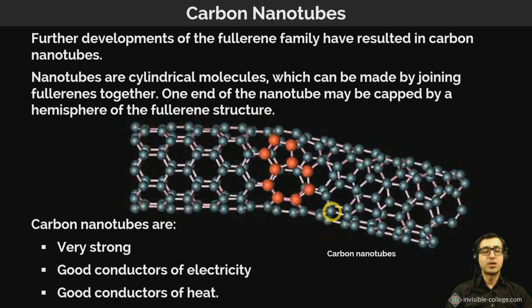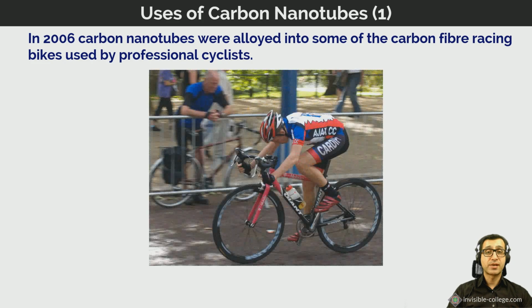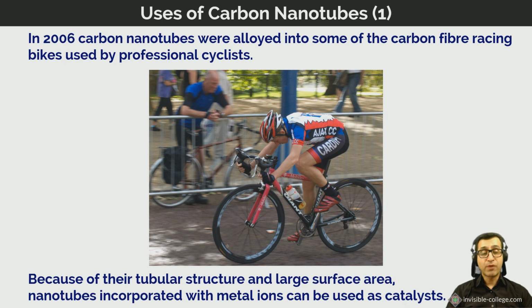The reason why metals are good conductors of heat is in large part because they have delocalized electrons which can not only transfer electrical energy as an electrical current, but they can also transfer heat energy from one end of the metal to another. And the same thing can be said of carbon nanotubes. So a lot of the potential uses of carbon nanotubes are actually quite exciting. In 2006, they were alloyed into some of the carbon fiber racing bikes used by professional cyclists. Because of their tubular structure and large surface area, carbon nanotubes incorporated with metal ions have been used as industrial catalysts to achieve very, very high efficiencies in industrial chemical processes.